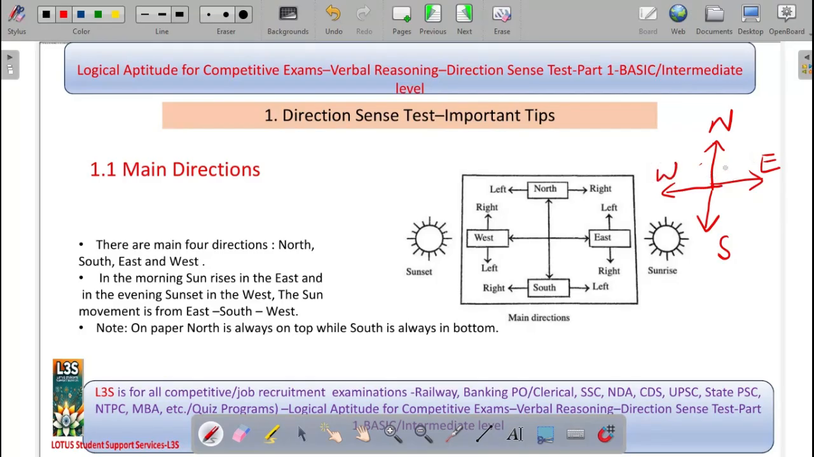Always draw like this. North will always be on the top, south will be on the bottom, right will be east and left will be west. And the sun always rises from the east side and then slowly it moves towards the west, and sunset happens in the west side. So this is the direction of the sun.